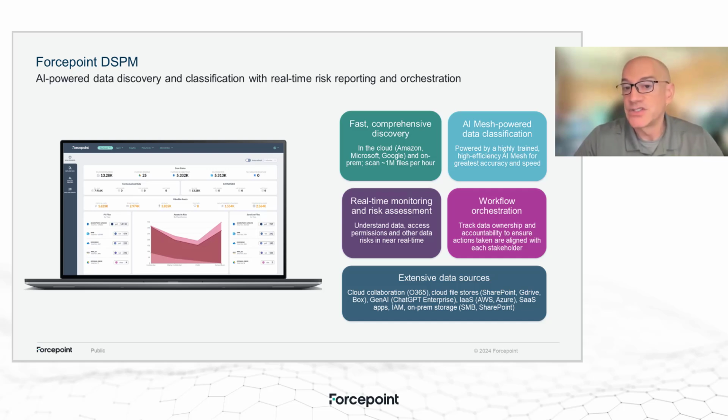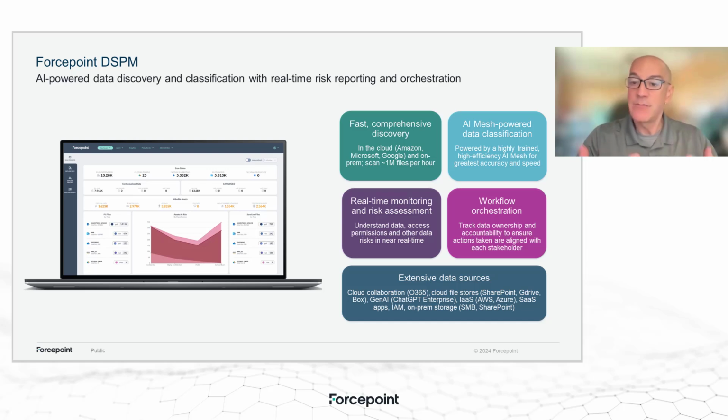The first, as far as fast, comprehensive discovery, it has very robust discovery capabilities. We can discover 300 files per second or up to over a million per hour. And so we're able to do this across the cloud and on-prem in our scans.